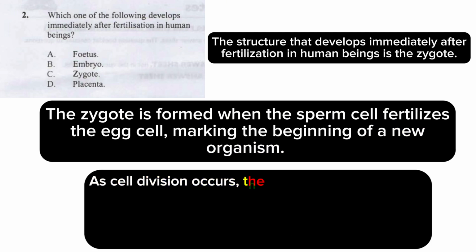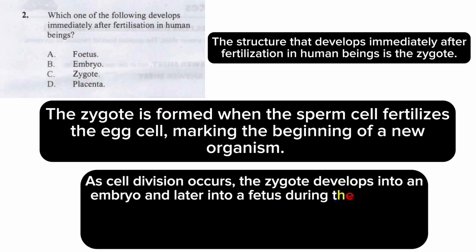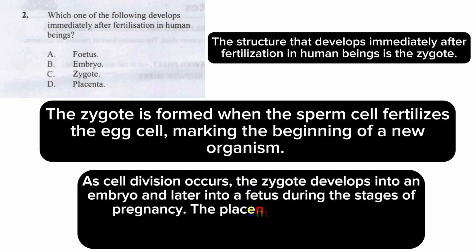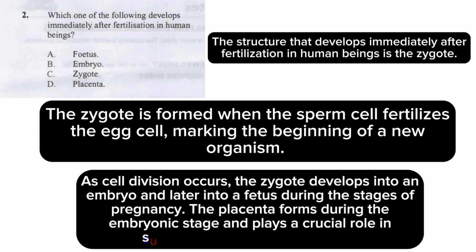As cell division occurs, the zygote develops into an embryo and later into a fetus during the stages of pregnancy. The placenta forms during the embryonic stage and plays a crucial role in supporting the developing fetus. So our answer will be choice C, which is zygote.